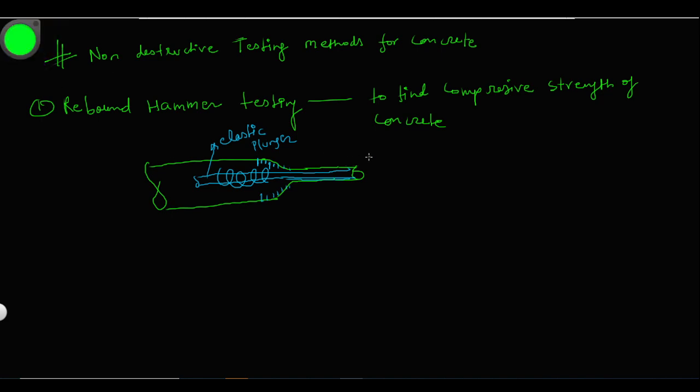Directly on the concrete. Suppose this is the concrete. We compress this, we apply force from behind and press it on the concrete. After that we get some readings. We compress it and release, and some reading will come on the rebound hammer. So this length is the rebound length. Whatever reading comes, this is the rebound length.